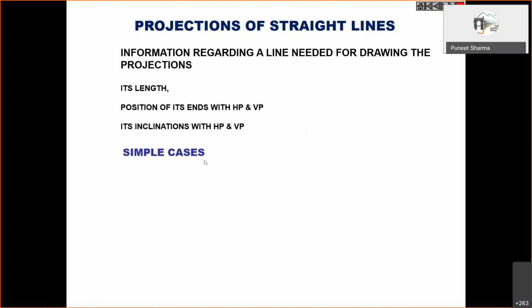So these are the pieces of information that are supposed to be considered: the length, the position of the endpoints with reference to the horizontal and vertical planes, and the inclinations with the horizontal and vertical planes. Often the location of one endpoint is completely defined. Then we have the length and the inclinations, and of course we will be able to locate the other endpoint.